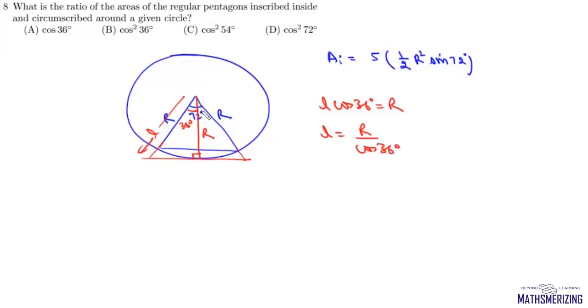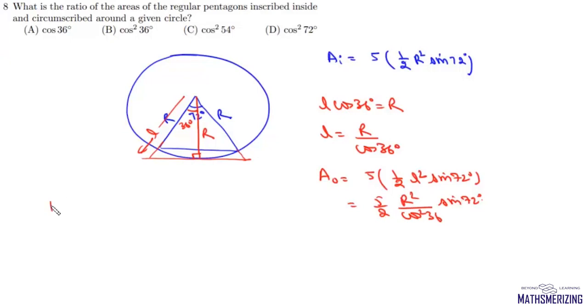Now once we have this L and we have this angle, we can write the area of the pentagon which is circumscribed outside will be 5 into 1 by 2 L square sine 72 degrees. So it will be 5 by 2, and L square is R square upon cos square 36, sine 72 degrees. Now we'll take this ratio, then A_I upon A_O will be, now this 5 by 2 R square sine 72 will cancel. We'll get cos square 36 degrees, and that's your option B.